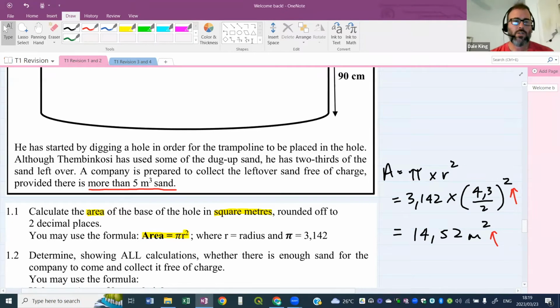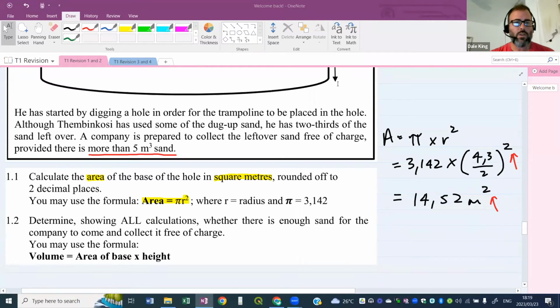All right. So question number 2. Determine, showing all calculations, whether there is enough sand for the company to come and collect it free of charge. Now, if we look at our question again over here, they said for the company to come collect free of charge, the sand that he's going to remove has to be 5 cubic meters. Now, let's read this again, because there's an important thing above here that we haven't looked at. It says, I'm looking at the second line. Although Tembin Corsi has used some of the dug up sand.